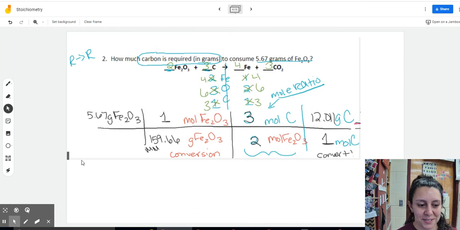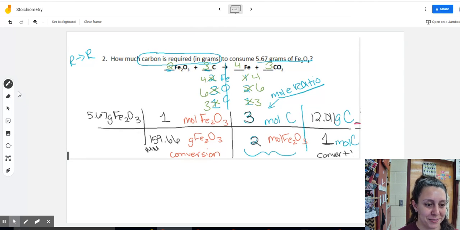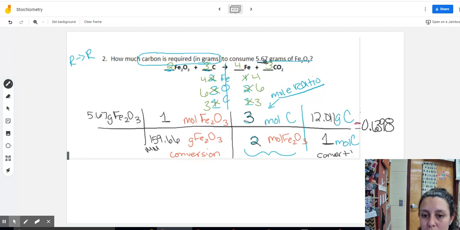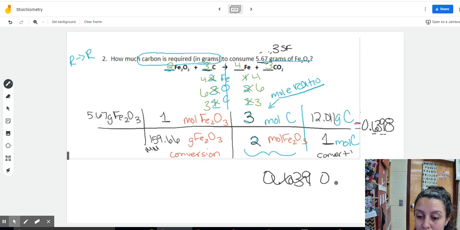Sorry about that. Okay, so we'll finish this up. I had to give myself another slide so I had some more room. So we have that 0.6398. Okay, and looking up here, we started with 1, 2, 3 significant figures. So we're going to go 1, 2, 3. So we end up with 0.639. We round up, which will then change this to be 0.640 grams of carbon.